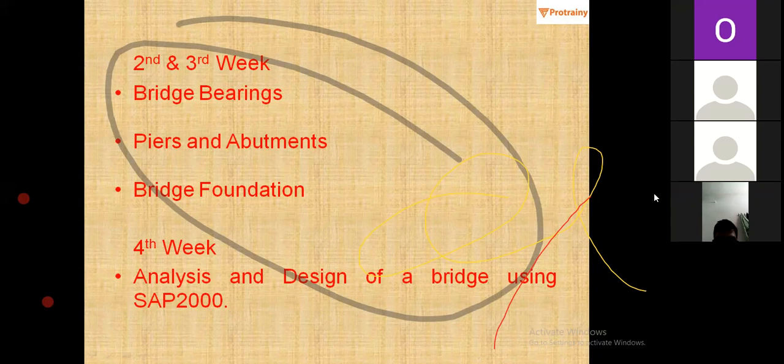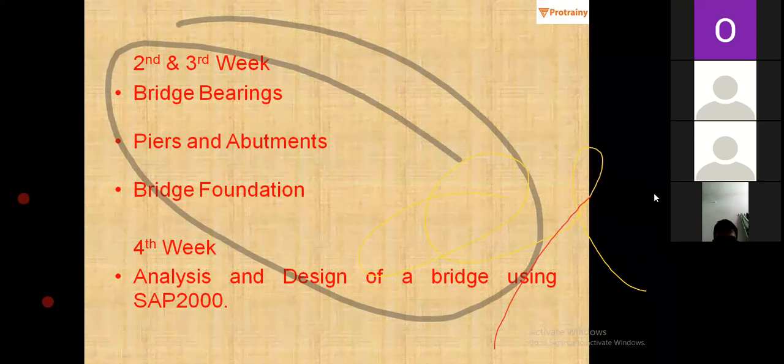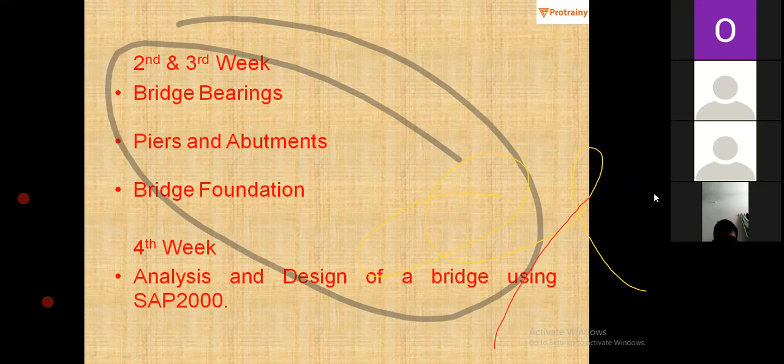After the conclusion of these three weeks, in the last week we move on to the software part of our course. We will take a case from our previous three weeks and analyse and design that particular bridge using SAP2000.